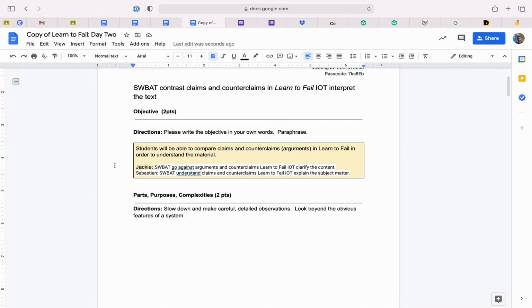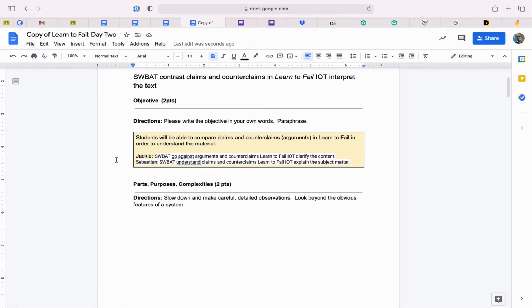Paraphrase. Here are two versions. Students will be able to compare claims and counterclaims in Learn to Fail in order to understand the material. Students will go against arguments and counterclaims to clarify the content, or students will understand claims and counterclaims in Learn to Fail in order to explain the subject matter.